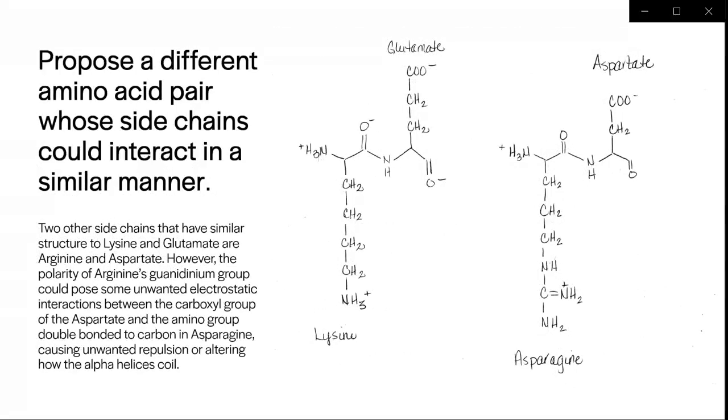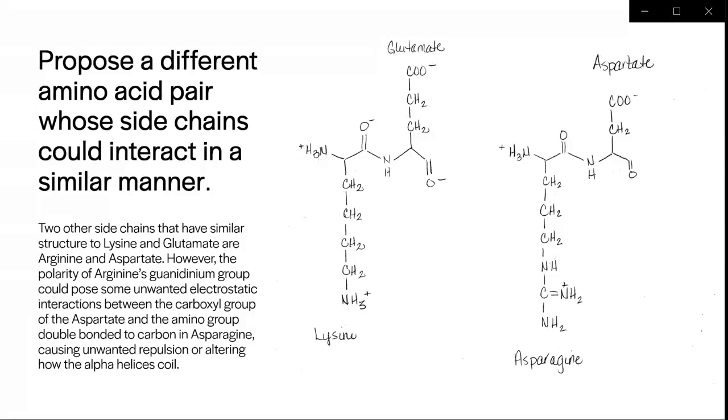The final slide in my presentation addresses finding a substitute for the amino acid pair lysine and glutamate. 2 other side chains that have similar structure to lysine and glutamate are arginine and aspartate. However, the polarity of arginine's guanidinium group could pose some unwanted electrostatic interactions between the carboxyl group of the aspartate and the amino group double bonded to carbon and asparagine, causing unwanted repulsion or altering how the alpha helices coil.